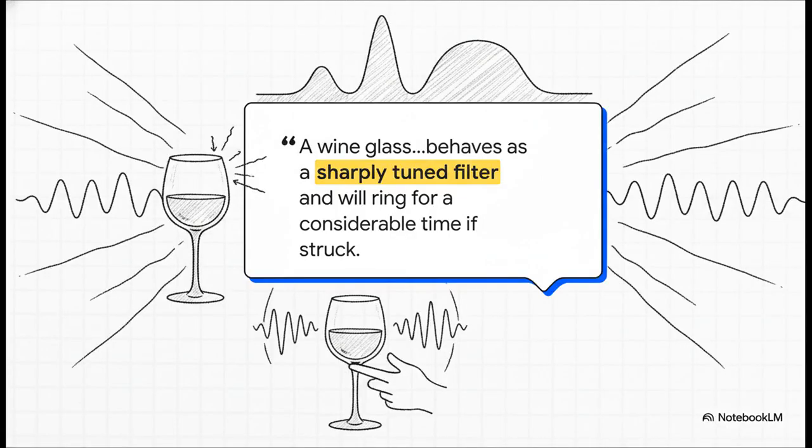And you know what this is just like in the real world? A wine glass. When you flick a wine glass, you're hitting it with an impulse. And that long, beautiful, pure tone you hear, that's its impulse response. The glass itself is acting like a super sharply tuned filter. If you put your hand on it to dampen it, you're making the filter broader, and that long ring becomes a dull, short thud.